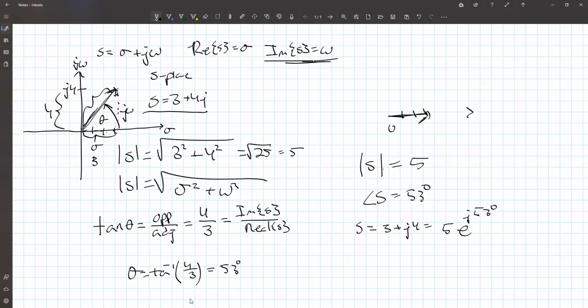And looking at this, let's recall Euler's identity, that e to the j omega t, and I'm going to write it. You're probably familiar with it more along the lines of this: cosine theta plus j sine theta. But I could also write it just like this: e to the j times the quantity omega t plus theta.